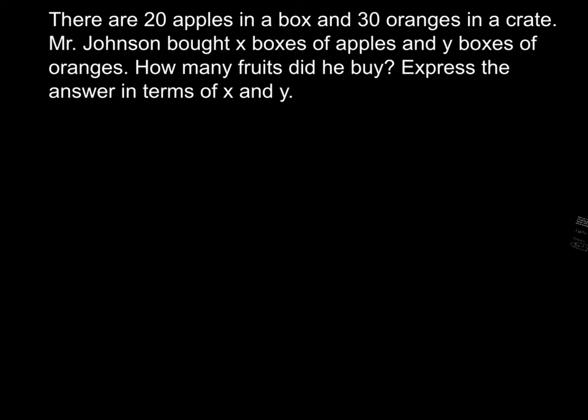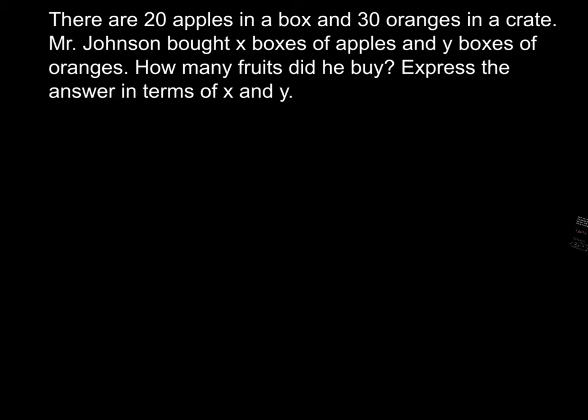Okay, now let's look at a slightly different kind of problem. But it's got a lot of similarities to the last one, too. This time it's going to give us the number of apples and oranges in a box, and we're not going to know how many boxes. So there's 20 apples in a box, and there are 30 oranges in a crate. Mr. Johnson bought X boxes of apples and Y boxes of oranges. How many fruits did he buy? And we're going to express our answer in terms of X and Y.